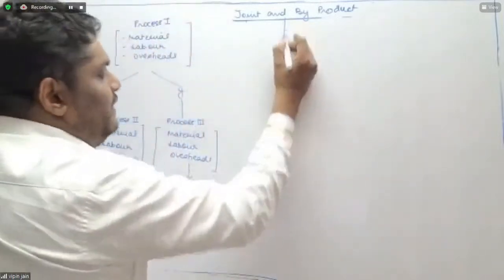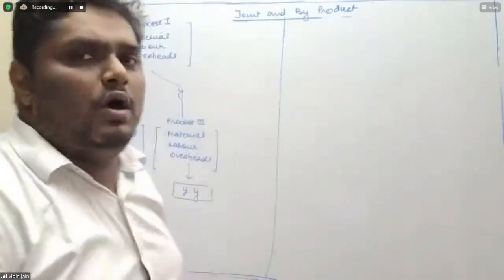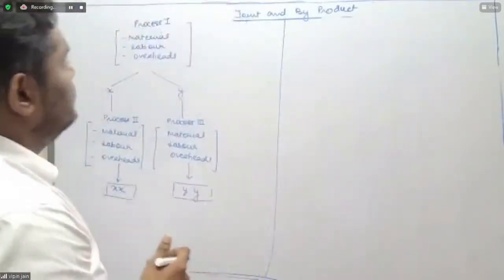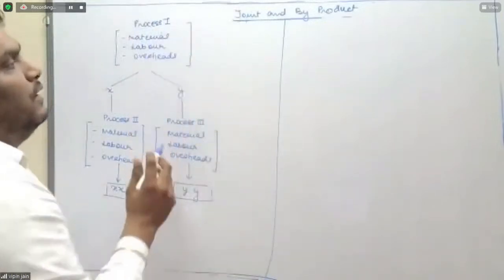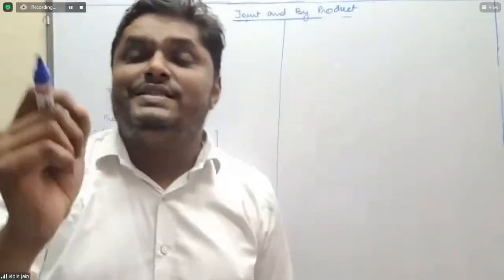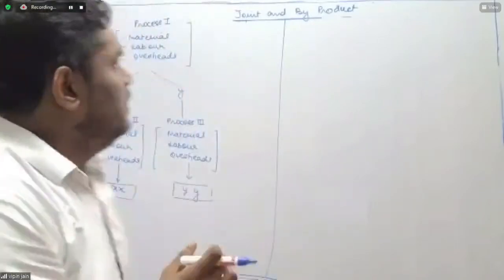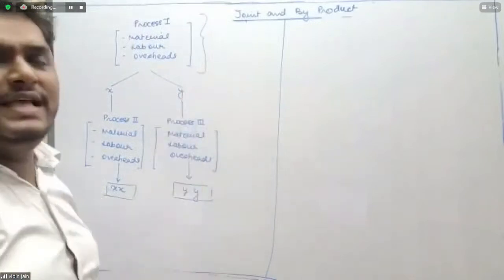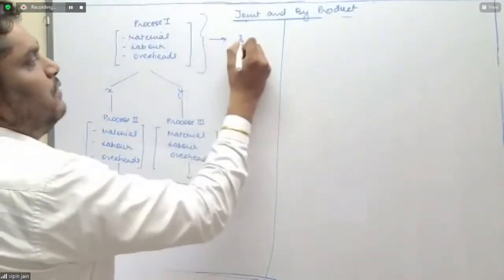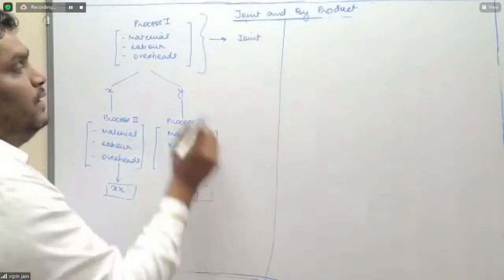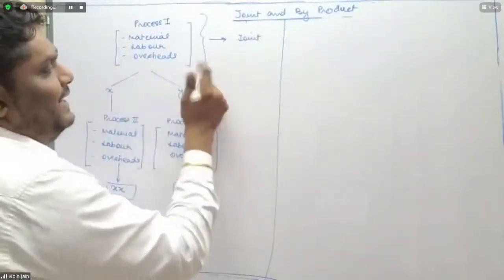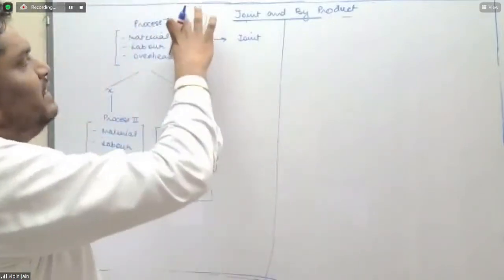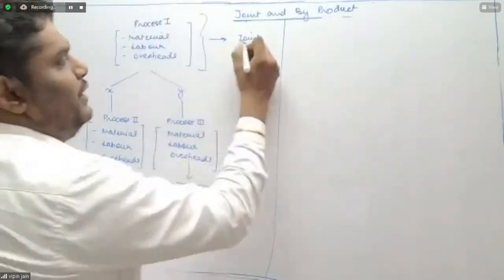Now, before starting with how to apportion the cost of process first, let me discuss a few concepts. The first concept that I want to discuss is what is joint cost. Now see, the cost that is incurred in the process first in this example is what? The joint cost. I repeat again, what is the joint cost? In this example, the cost incurred in process first is basically the joint cost.